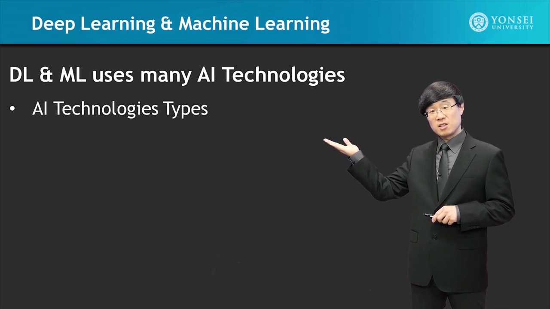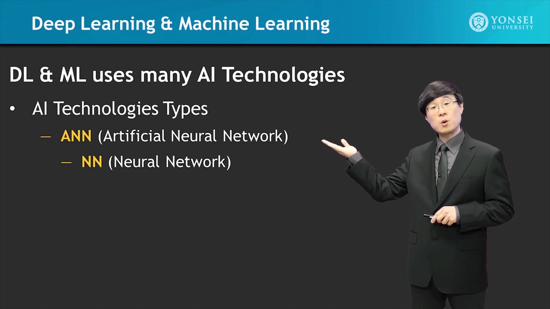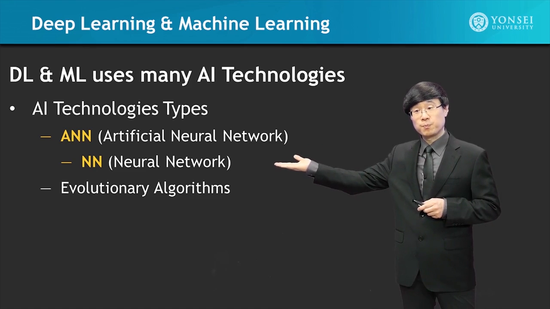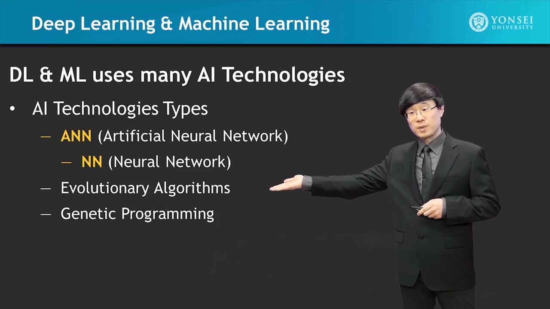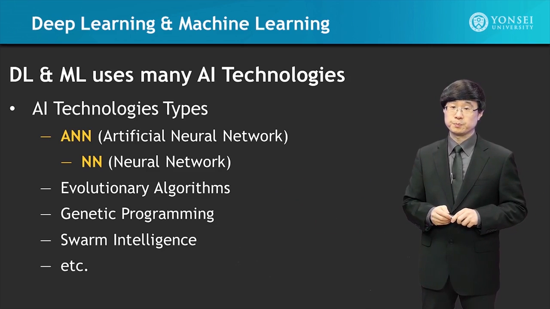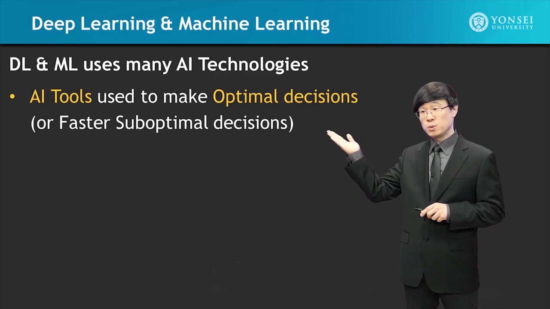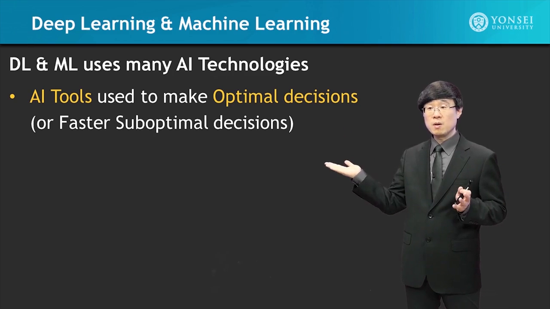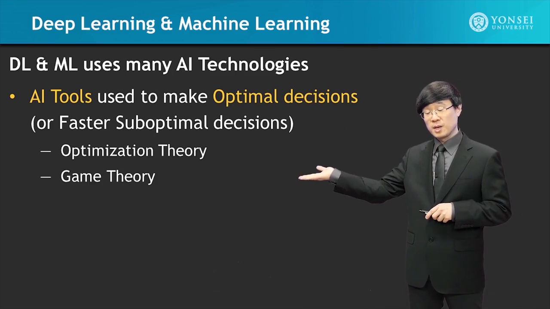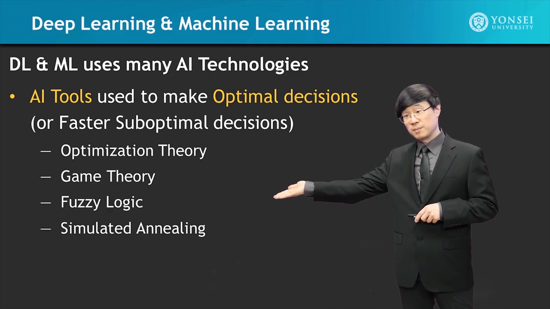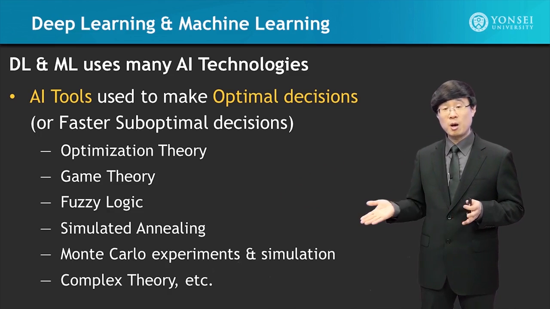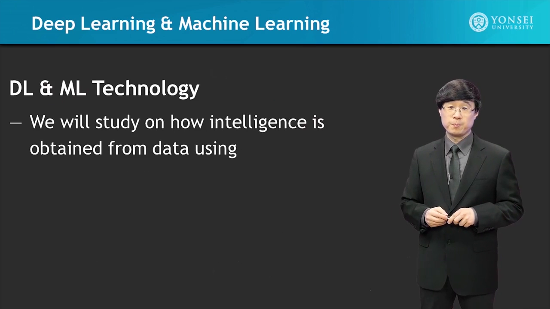These are some AI technology types that exist. And of course, it includes artificial neural networks. In short, we'll just call them neural networks. Also, evolutionary algorithms, genetic programming, swarm intelligence, and there's so much more. AI tools used to make optimal decisions or faster suboptimal decisions include optimization theory, game theory, fuzzy logic, simulated annealing, Monte Carlo experiments and simulation, complexity theory, and there's so much more.